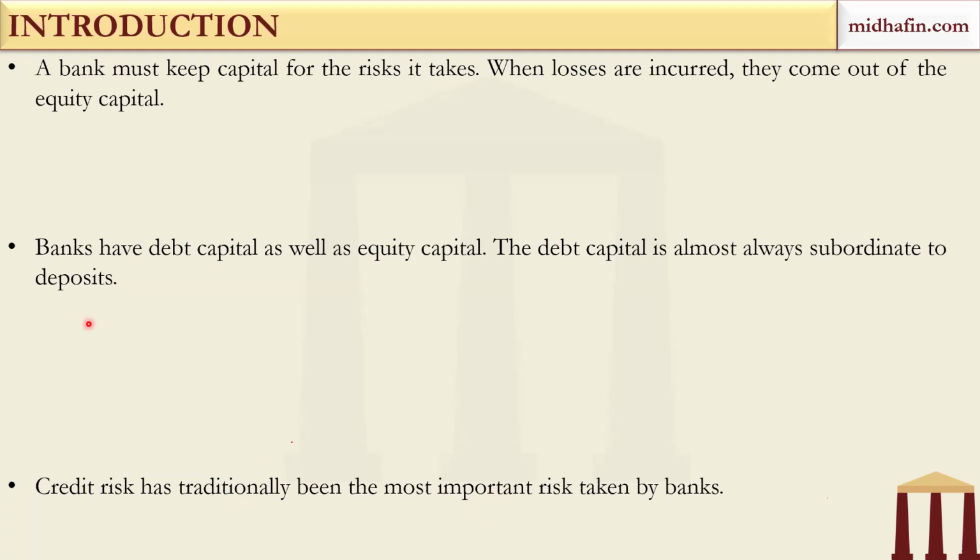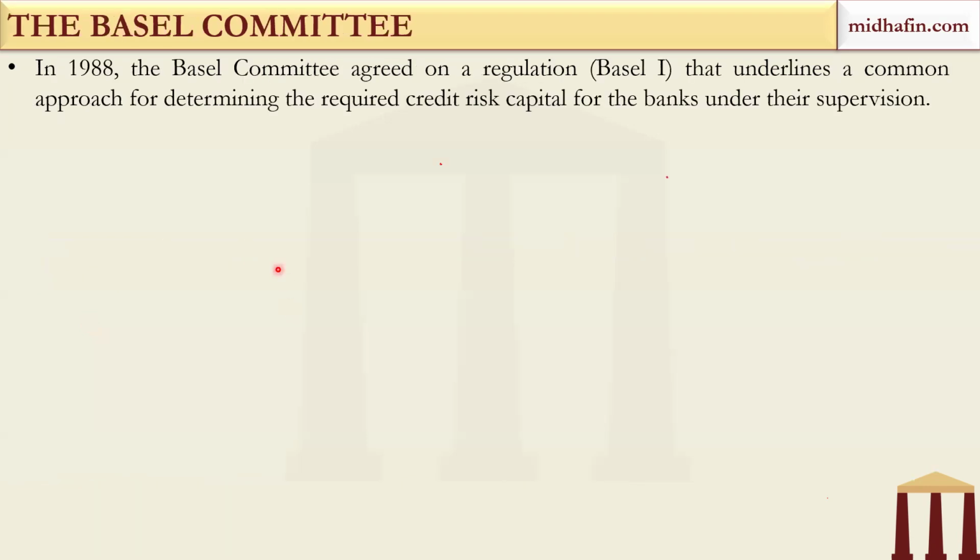Loans as assets. So mainly it's all about credit risk. What will happen if the counterparty defaults? That was the most important source of risk. Now, let's start with a little bit of background about the Basel Committee also.